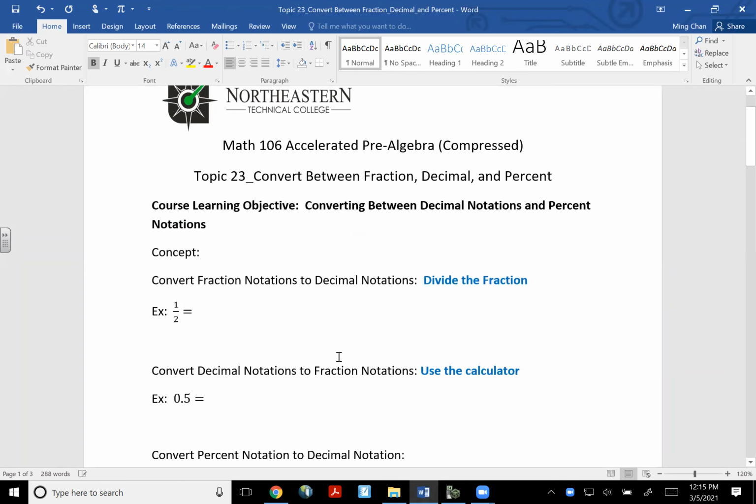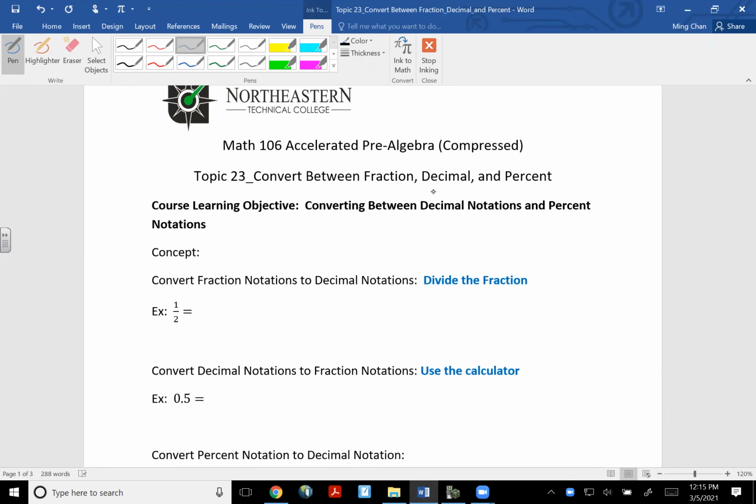So let's take a look. How do we convert fraction, decimal, and percent? It turns out all three things are actually equivalent to one another. That's the reason why we're able to convert them.